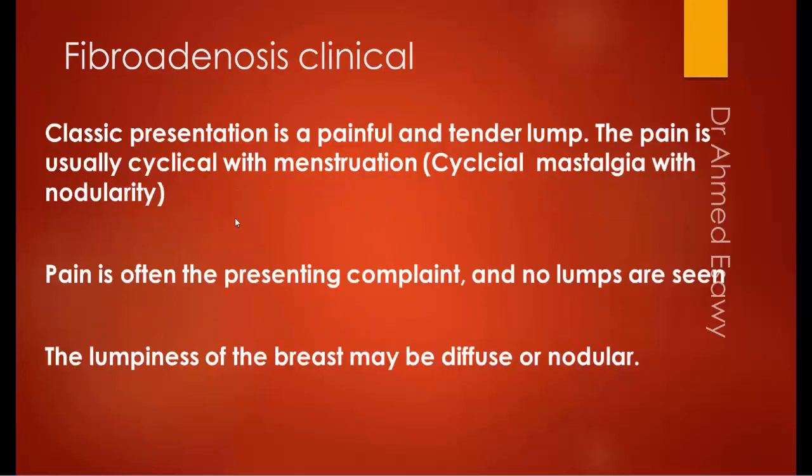Fibroadenosis clinically: the classic presentation is a painful and tender lump. The pain is usually cyclical with menstruation, cyclical mastalgia with nodularity. Pain is often the presenting complaint and no lumps are seen. The lumpiness of the breast may be diffuse or nodular.